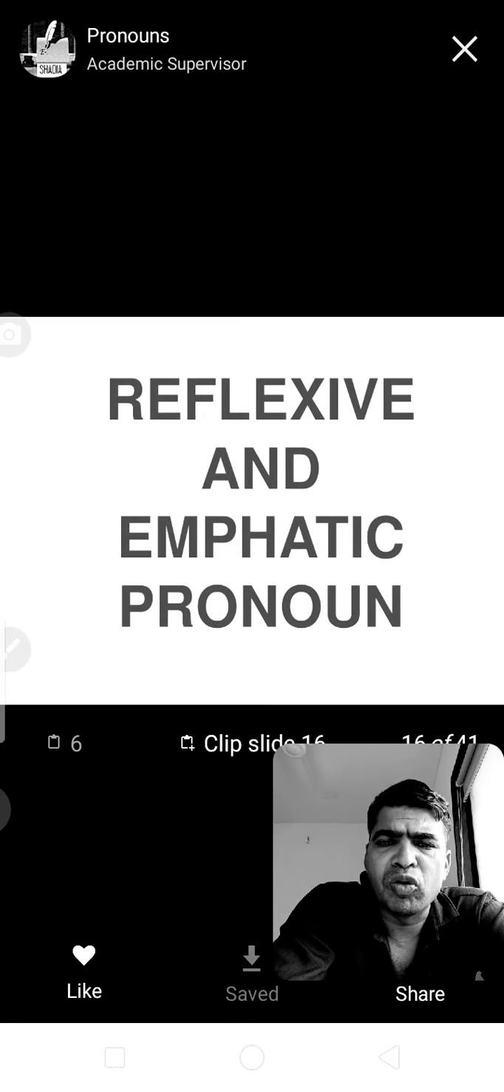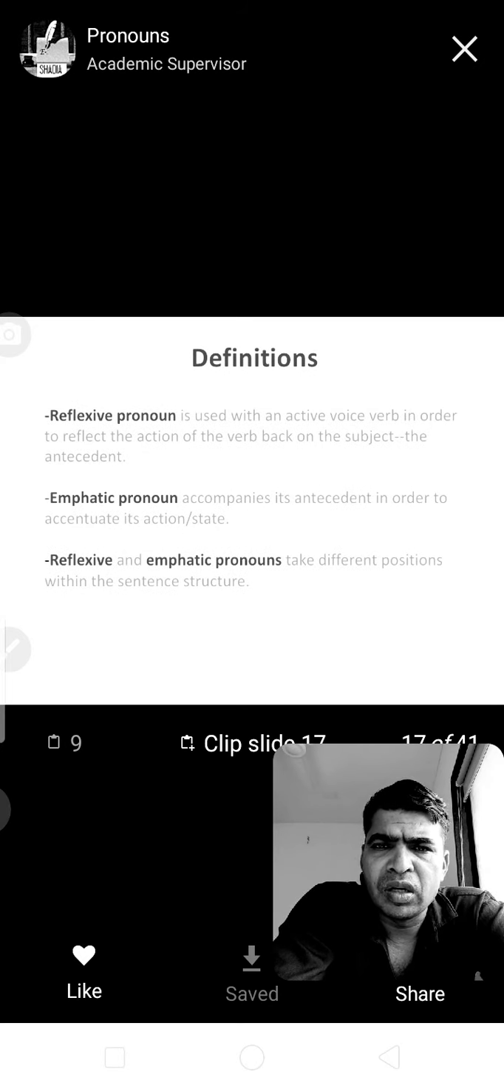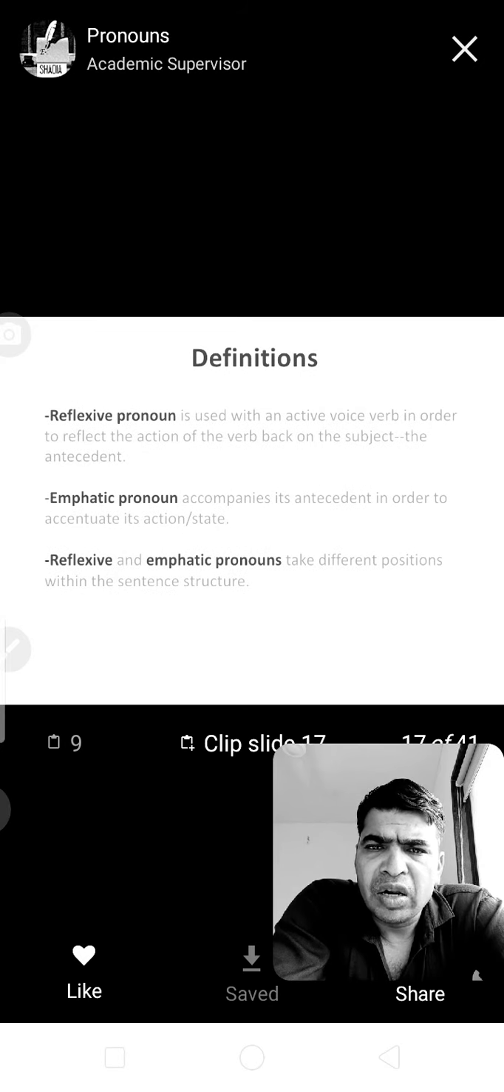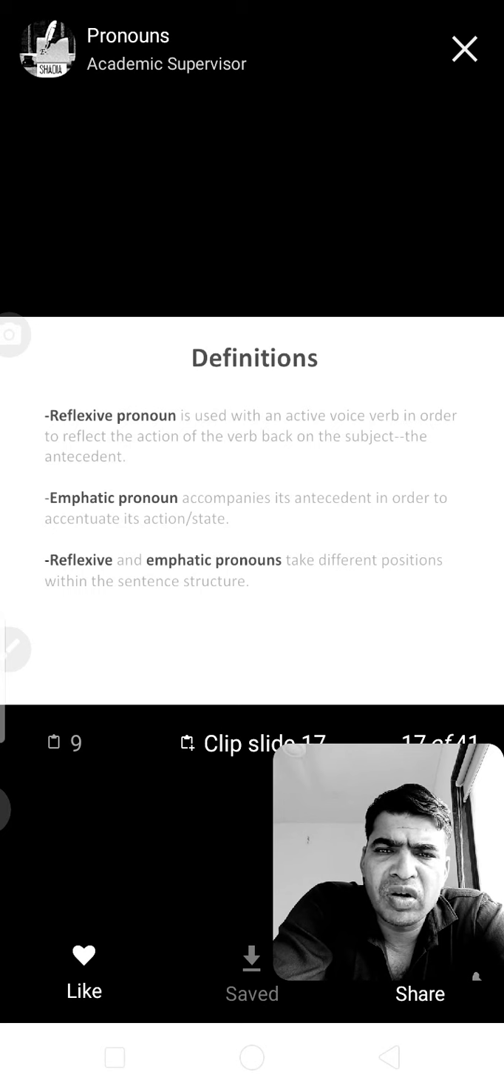Reflexive and emphatic pronouns. Definition. A reflexive pronoun is used with an active voice verb in order to reflect the action of the verb back on the subject, the antecedent. An emphatic pronoun accompanies its antecedent in order to accentuate its action. Reflexive and emphatic pronouns take different positions within the sentence structure.